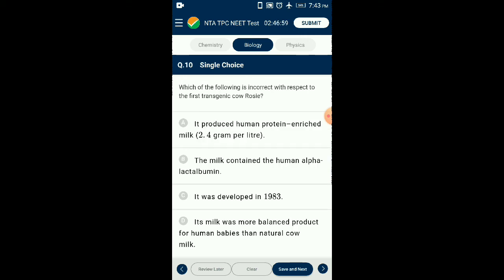Question number 10. Which of the following is incorrect with respect to the first transgenic cow Rosie? The first transgenic cow Rosie was developed in the year 1997. Rosie produced human protein enriched milk with 2.4 grams per liter. The milk contained the human alpha lactalbumin and was nutritionally a more balanced product for human babies than natural cow milk. So the answer for this question is option C. That is incorrectly given. It was developed in the year 1997, not 1983.